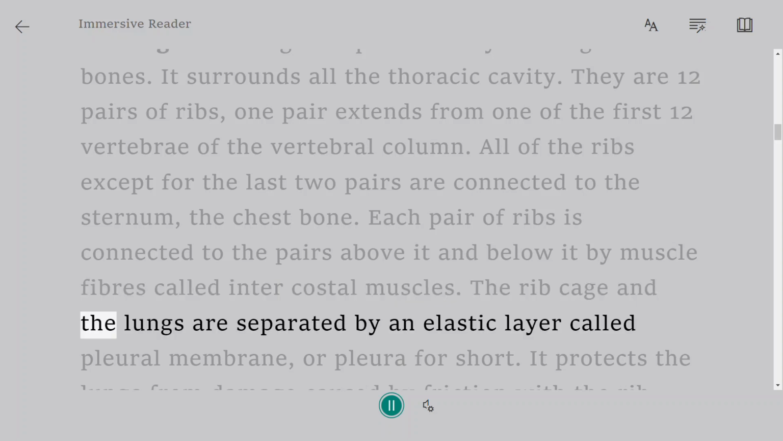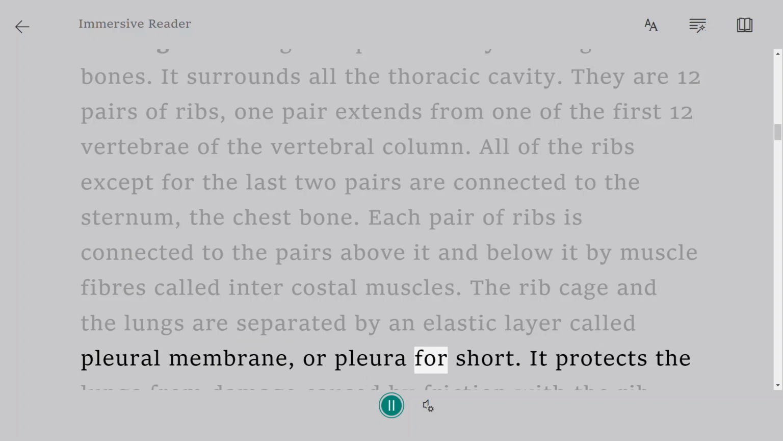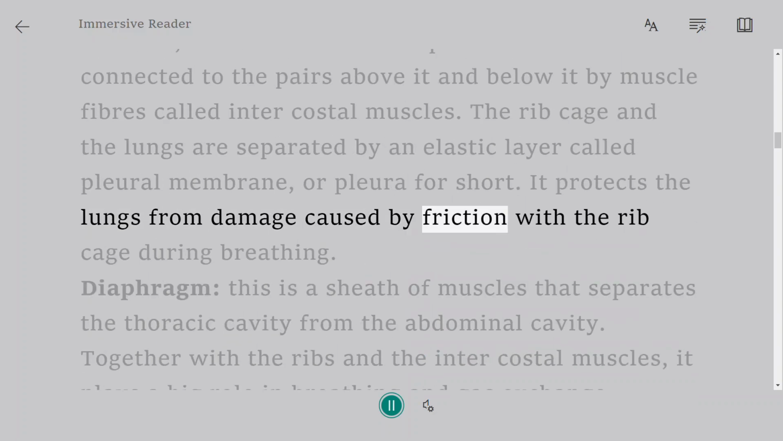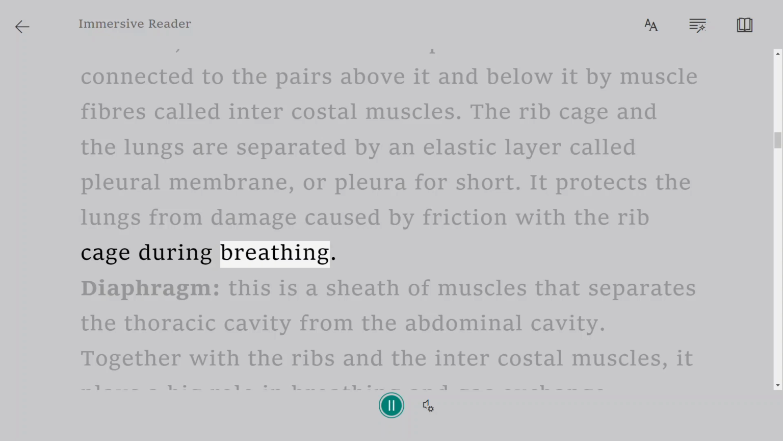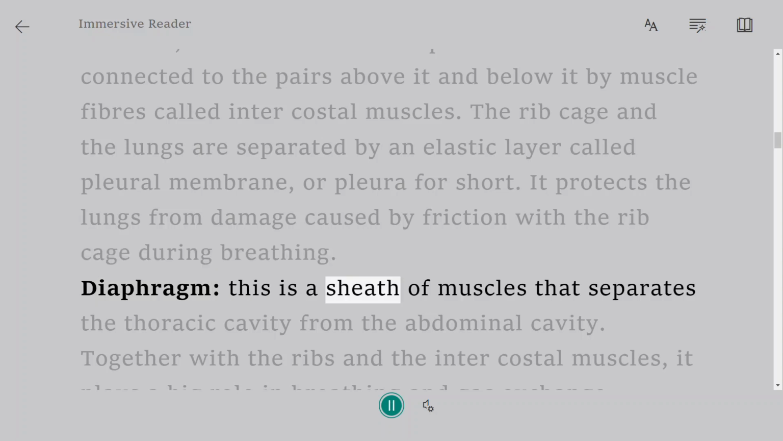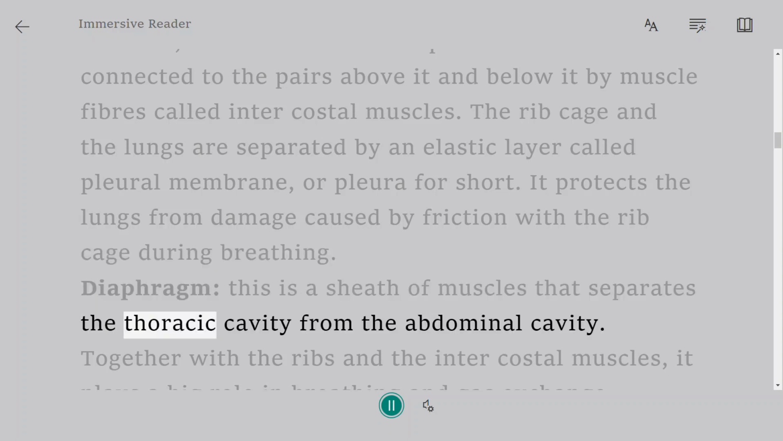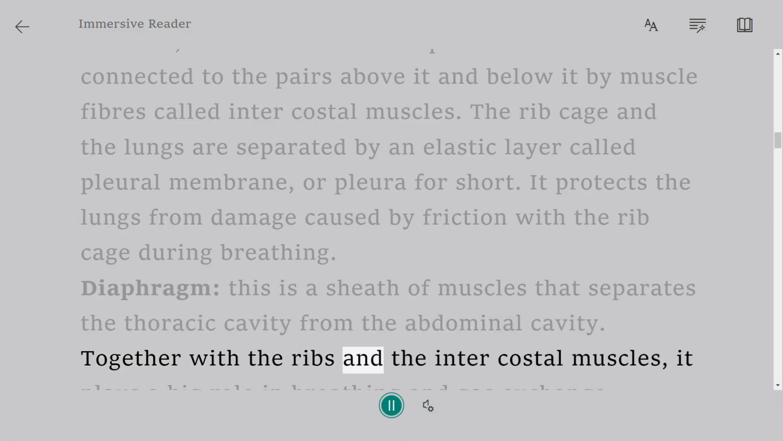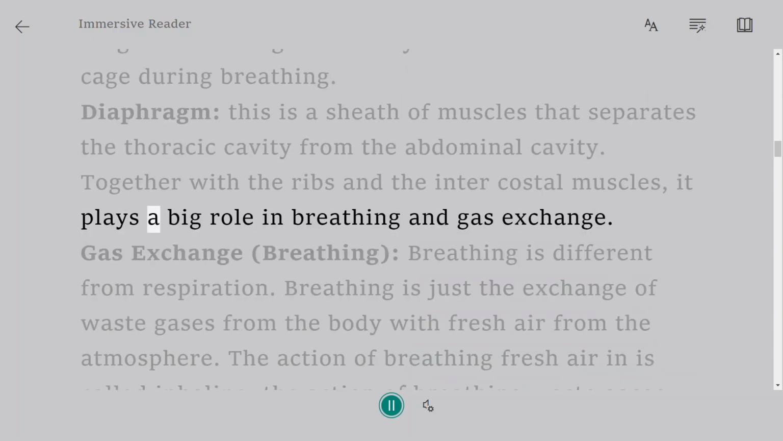The rib cage and the lungs are separated by an elastic layer called pleural membrane, or pleura for short. It protects the lungs from damage caused by friction with the rib cage during breathing. Diaphragm. This is a sheath of muscles that separates the thoracic cavity from the abdominal cavity. Together with the ribs and the intercostal muscles, it plays a big role in breathing and gas exchange.